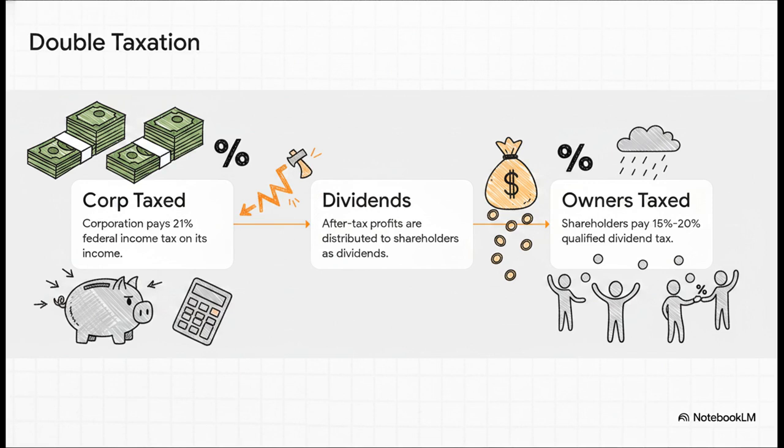Step 1, the corporation makes a profit, let's say $100, and pays federal income tax at the entity level. Step 2, the corporation decides to distribute the remaining after-tax profit to its owners as dividends. Step 3, those shareholders pay individual tax on those dividends, usually at a qualified rate of 15 to 20%. You are watching the exact same dollar get taxed twice before the owner can even spend it.